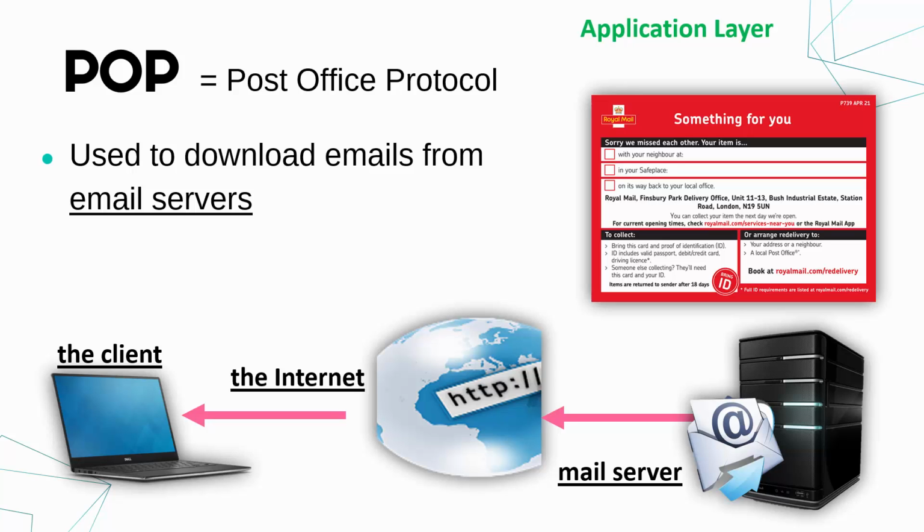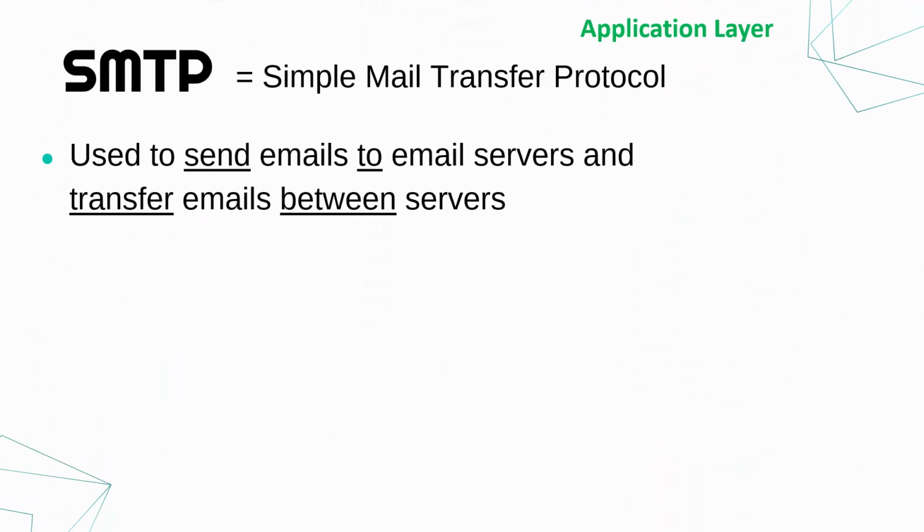Now that is for inbound email you are downloading. In terms of uploading email, that will be done using a protocol like SMTP. SMTP is a very unhelpful acronym because it stands for Simple Mail Transfer Protocol. And that transfer doesn't tell you what direction, but SMTP is used for sending emails. So you send emails to email servers, but also actually, I guess the transfer comes into the fact that SMTP is also used to transfer emails between servers.